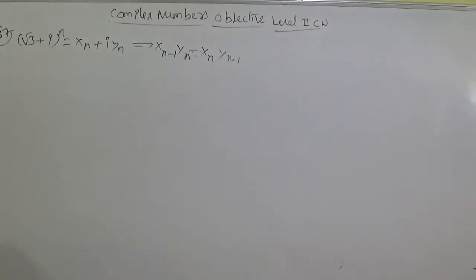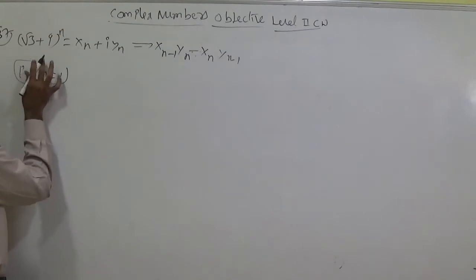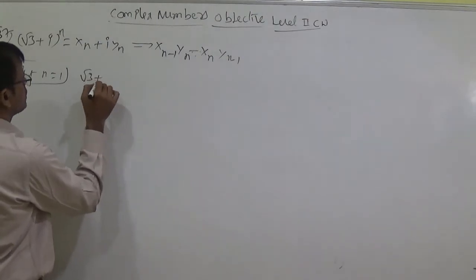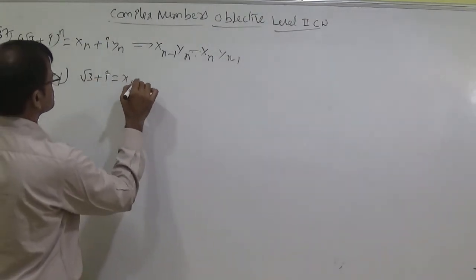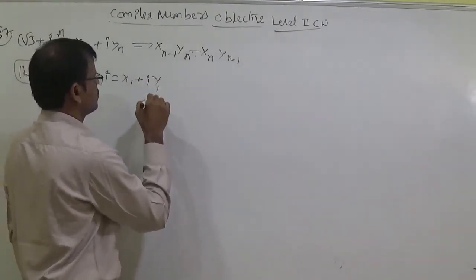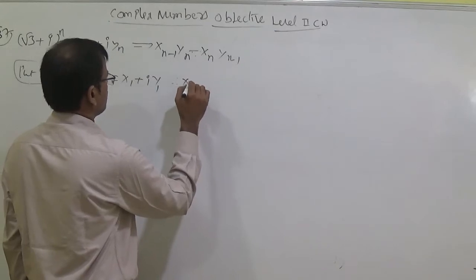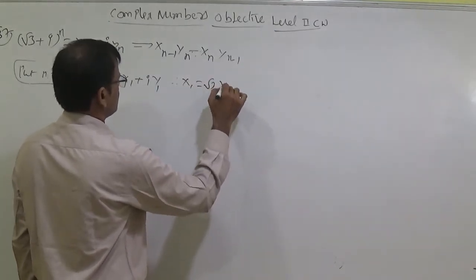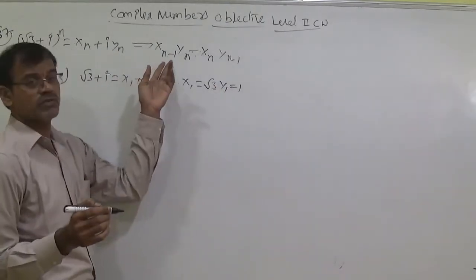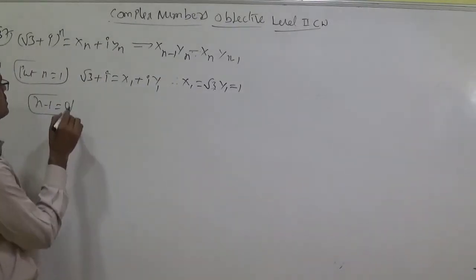Whenever he has given n is a positive integer, directly I am discussing with you, put n equal to 1 and then calculate the value. Root 3 plus I is equal to x1 plus I y1. Compare the real and imaginary parts. Therefore write x1 is equal to root 3 and y1 is equal to 1. And write n equal to 0, because n minus 1 is asked; n minus 1 becomes 0 whenever n is equal to 1.